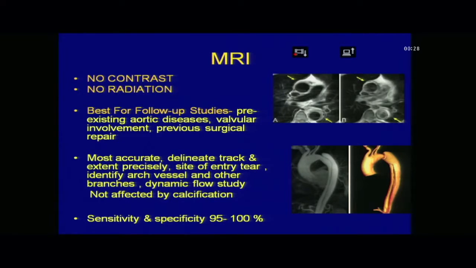MRI, here I write contrast and no contrast, no radiation on the top, because these are the features which take you towards sending the chronic patients for MRI. So this is the best investigation for follow-up studies where you have a pre-existing aortic disease, the patient is on medical therapy and is coming every 6 months for sequential scanning. Also, when the patient has valvular involvement where you want to see the valve, which CT will not show you, MR will help you. And if the patient has had a previous surgical repair and is on follow-up. So these are the cases which go for an MRI. Again, the sensitivity and specificity is very good with newer MRI techniques, 95 to 100%.